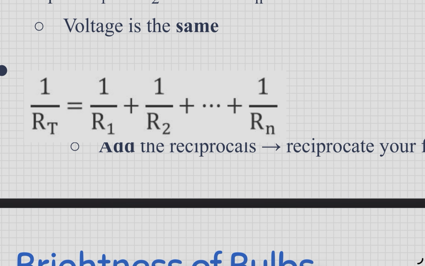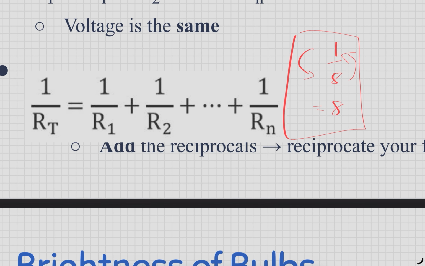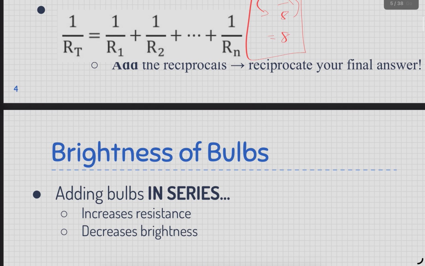So you're going to have to reciprocal your answer. So let's say you get the answer as 1 over 8, then it means it's 8. So you have to make sure these swap, the numerator and the denominator.